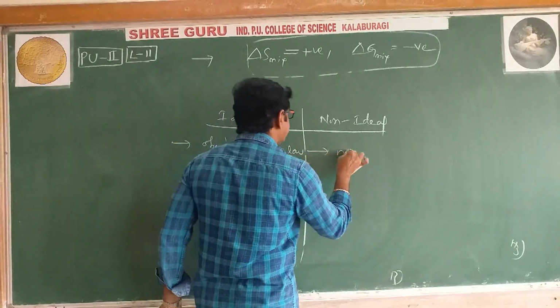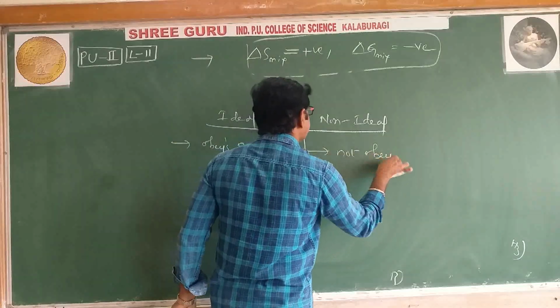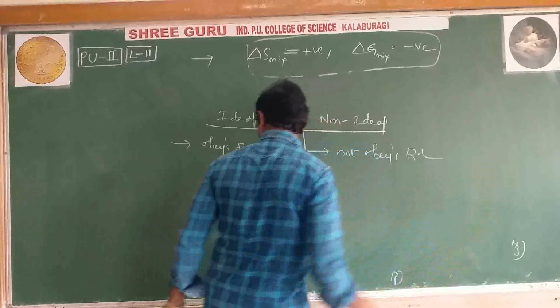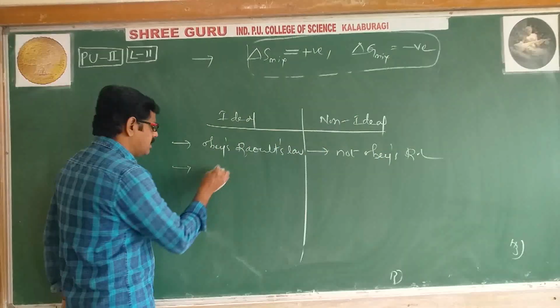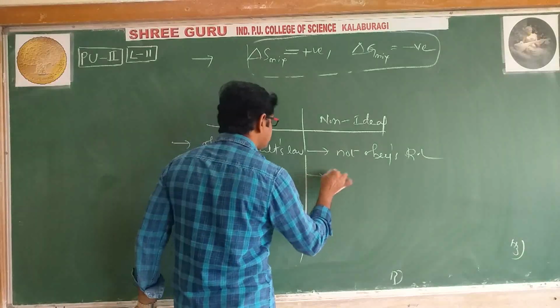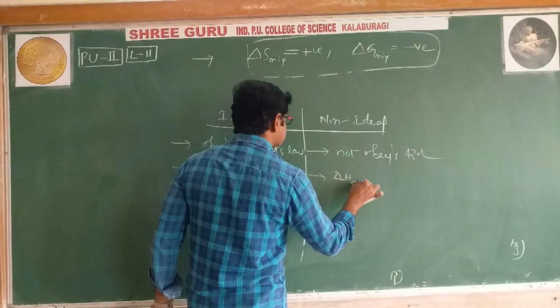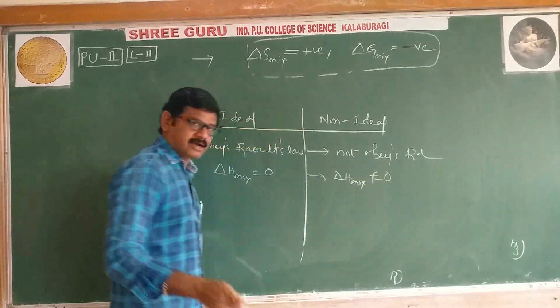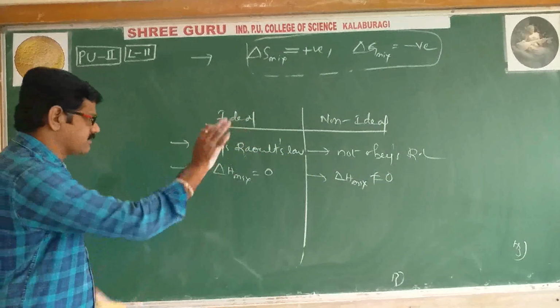Here it does not obey Raoult's law. And next, what can we write? Delta H mixture is not equal to 0, greater than or less than we don't know, just not equal to 0.